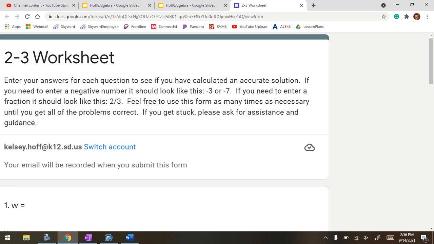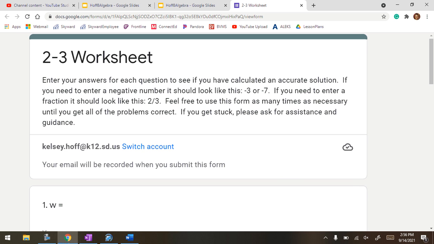When you click on this, it will open a Google form. Enter your answers for each question to see if you have calculated an accurate solution. If you need to enter a negative, it should look like this. If you need to enter a fraction, it should look like this. Feel free to use this form as many times as necessary until you get all of the problems correct. If you get stuck, ask for assistance. So this allows me to still make sure that you're writing it down, but also allows you to make sure that you're doing it correctly.